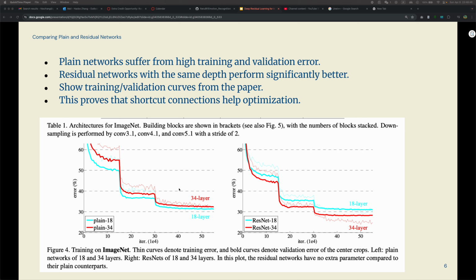And this chart from the paper shows the training curve for plain versus residual networks. The residual networks not only achieved lower training loss, but they also generalized better. So the shortcut isn't just a trick, it actually improves learning in both performance and efficiency.